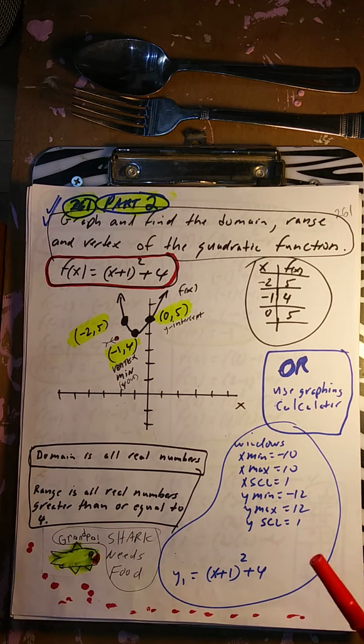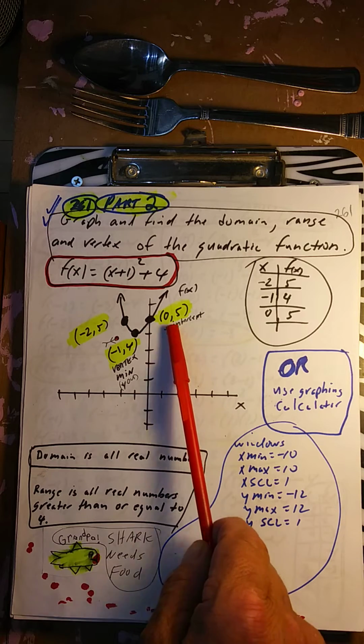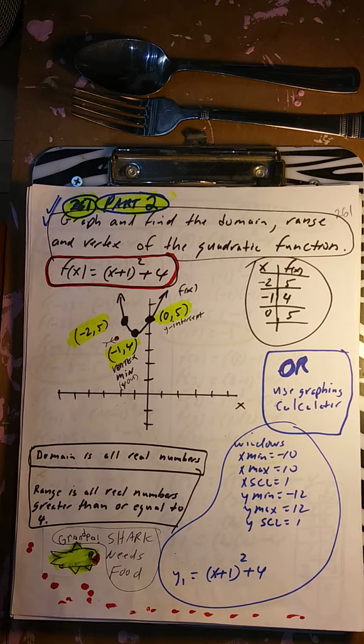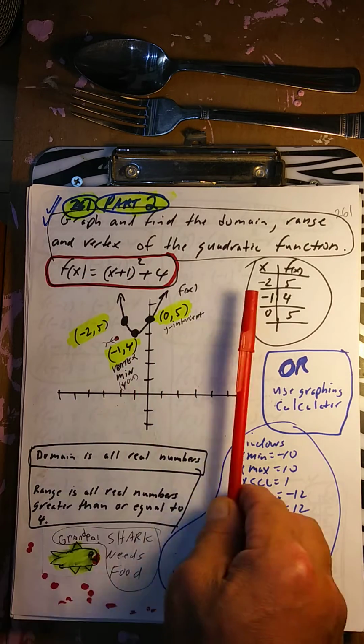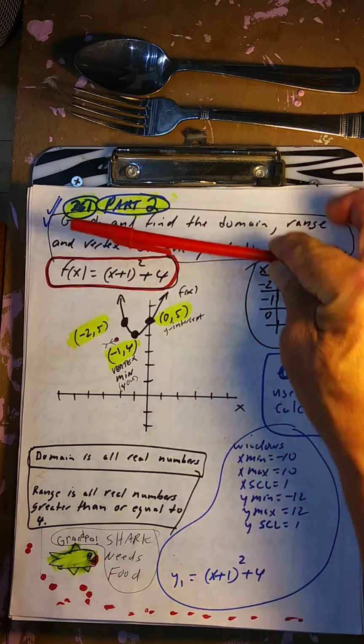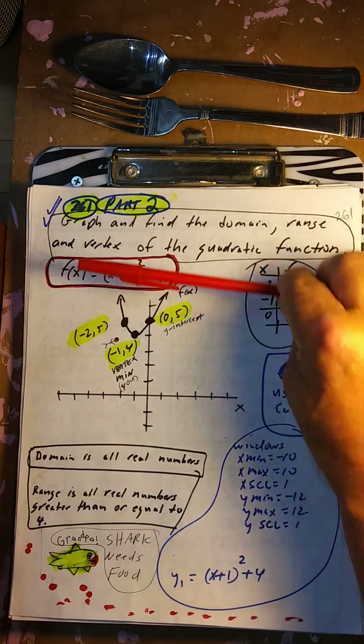Okay. Now, we have a y-intercept. That's it. There's no x-intercept. See right here? Nothing. So now, what do we know? The domain is all real numbers, and the range is all real numbers greater than or equal to 4. See the 4 right here? The range goes that way. Got it?